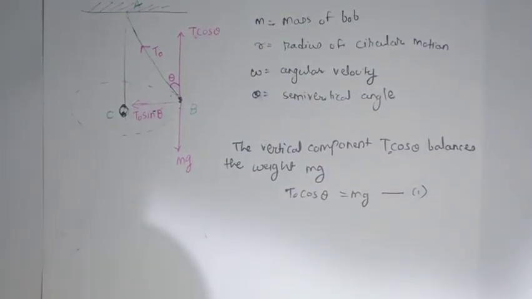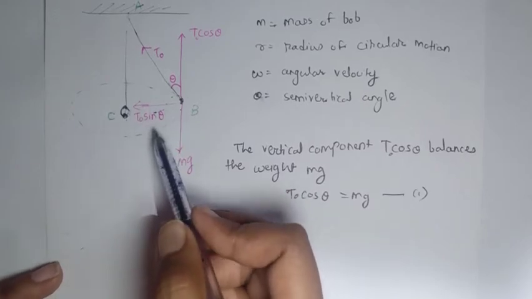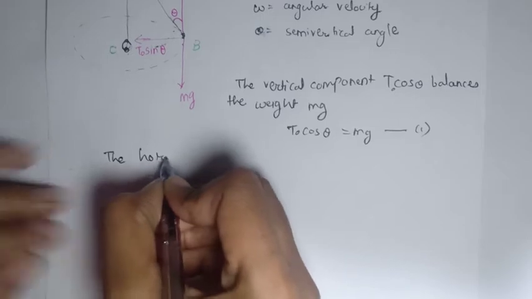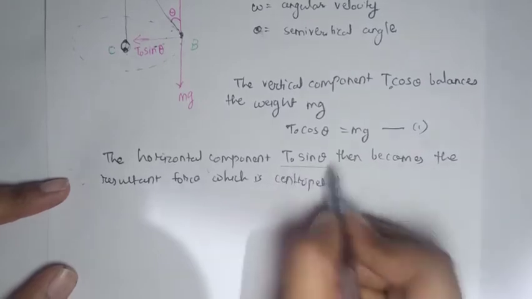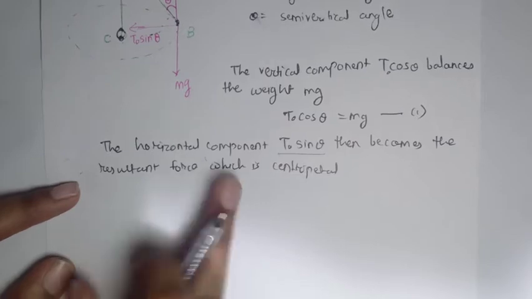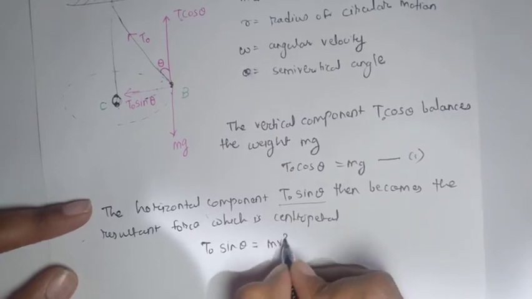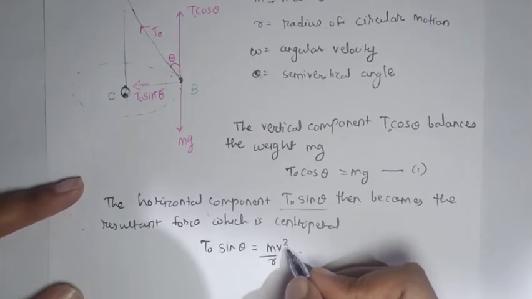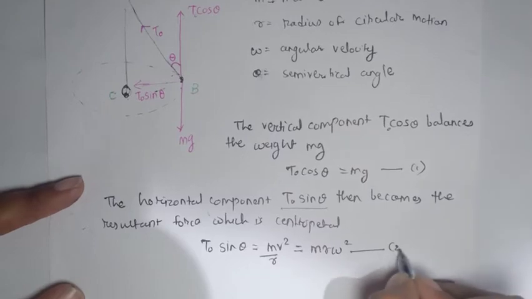Your second task is to find the force providing the centripetal force. Here the centripetal force is provided by the horizontal component, T naught sin theta. So you will get T naught sin theta equals the centripetal force, mv square by r. As we already studied in 11th standard in terms of v, we will now consider it in terms of angular velocity, which gives m r omega square. This will be equation number 2.